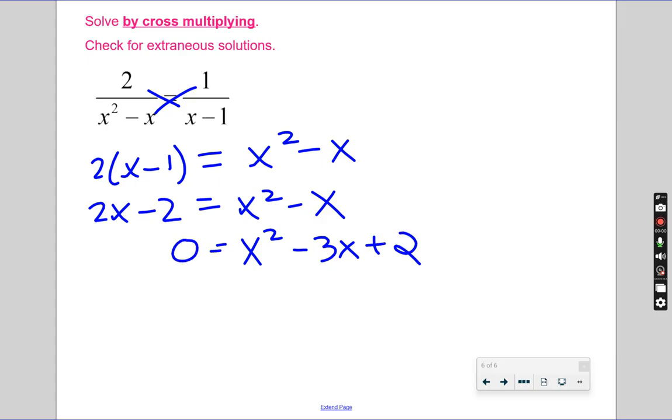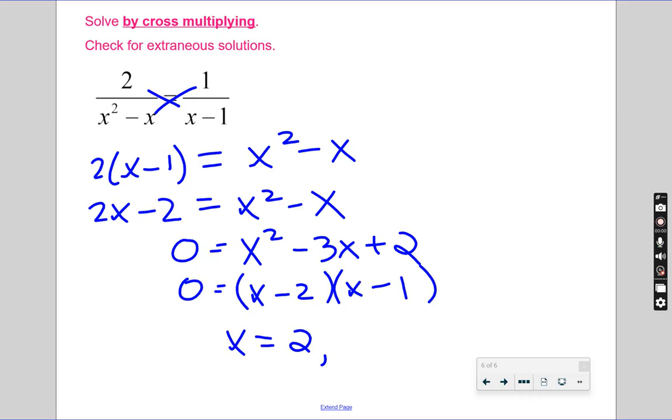Is that factorable? Yes. We should get x minus 2, x minus 1. So x equals 2 and 1. What are my excluded values? 1 and 0. So 1 is not a solution, 2 is.